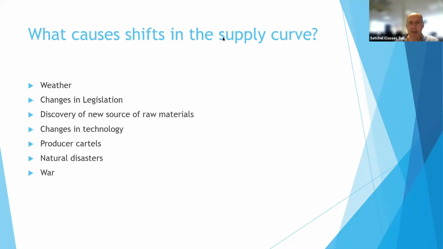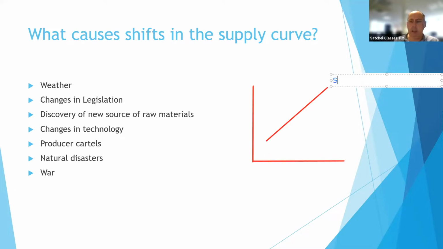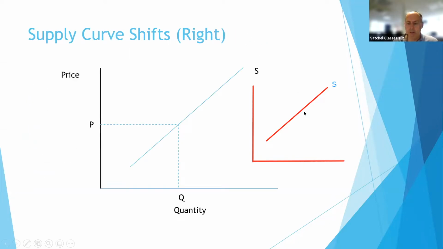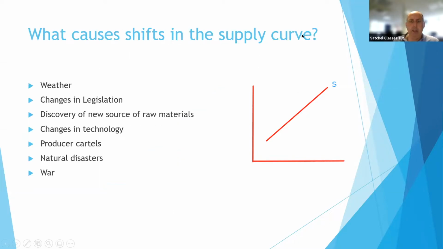So what do I mean by shift in the curve? Well, I'm just going to draw this quickly on here. So we can imagine there's our axis and we've got our supply curve there, and we'll just add in our S in there. And what we might find is we get a shift in the curve. Now a shift will be parallel to the old supply curve.